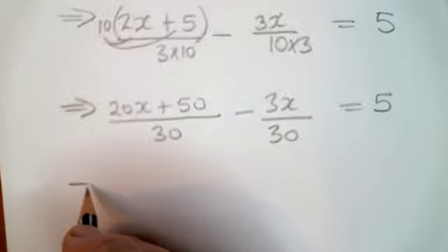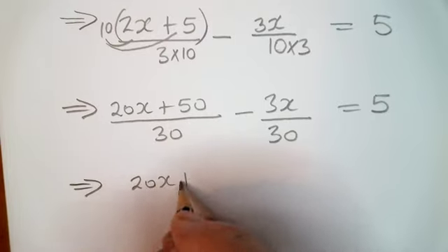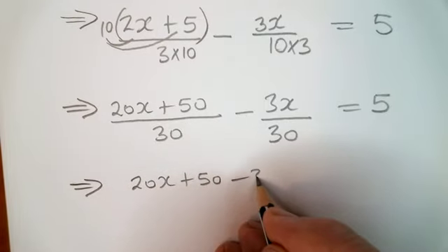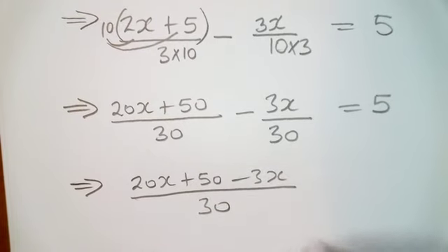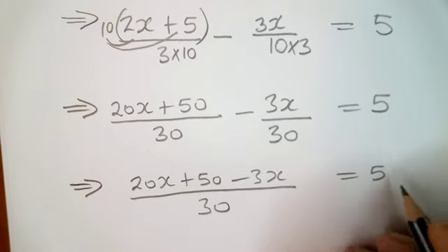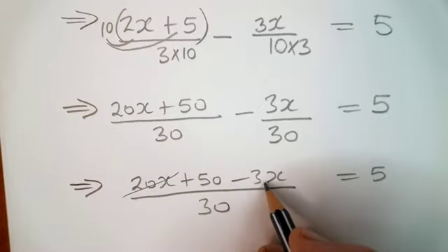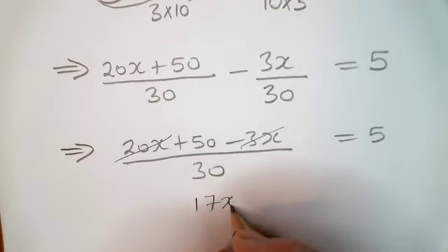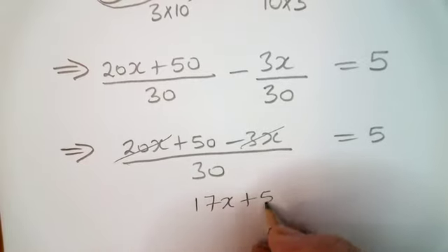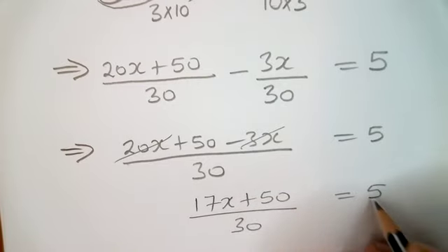So I've now got 20x plus 50 minus 3x all over 30. And that would work fine. So let's have a look. I've got a 20x minus a 3x. Well, I'll cross those out. That gives me a 17x. I've still got my plus 50. And all over 30 is equal to 5.